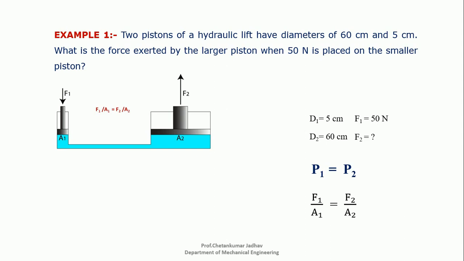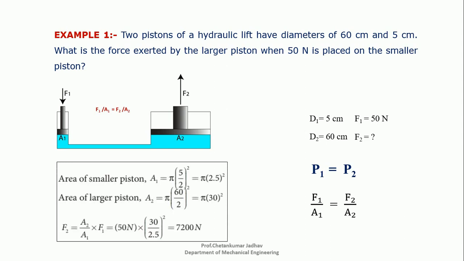After substituting the values of D1 and D2, we will get the area of the smaller piston as A1 and the area of the larger piston as A2. Then with the help of the equation, we get F2 as 7200 Newton, which is more than the input force. Hence, with the help of Pascal's law, we can convert a minimum input force, that is 50 Newton, into a maximum output force, that is 7200 Newton. Students, this is all about applications of fluid power system and applications of Pascal's law.